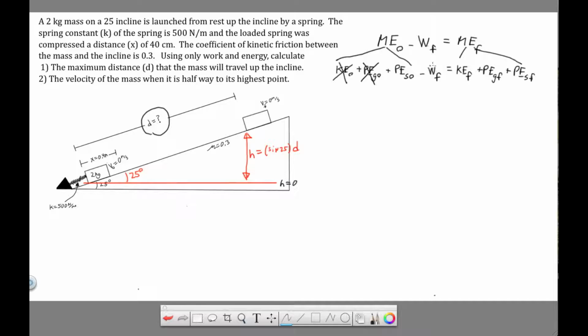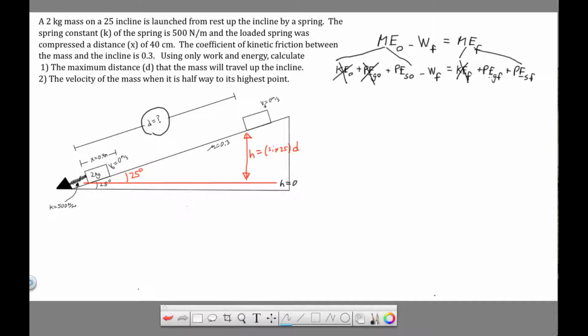Friction does work, so we're going to leave that alone. As the block slides up the hill, friction is removing mechanical energy, so we're going to say minus work of friction. Okay, let's look at the energy final. At the top of the hill, when the block reaches its highest point, it comes to rest for a brief moment. So the kinetic energy up there is 0. We can cross that out.